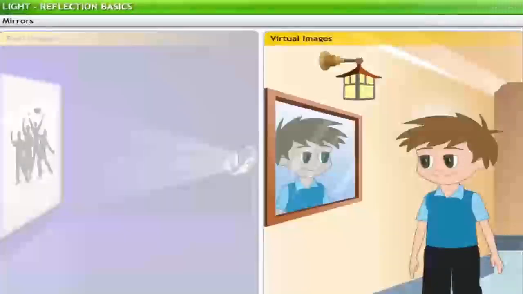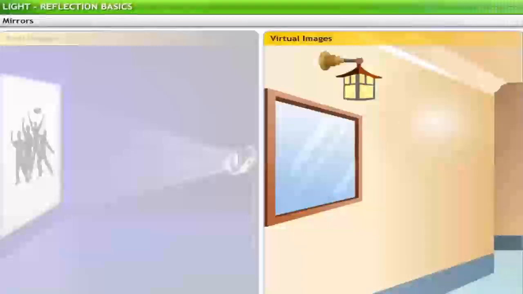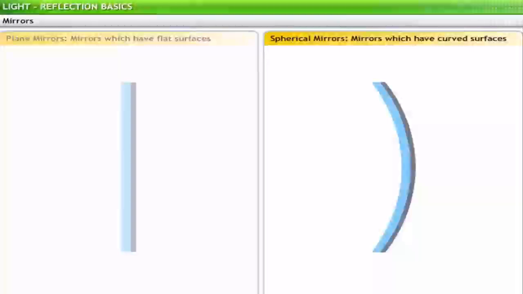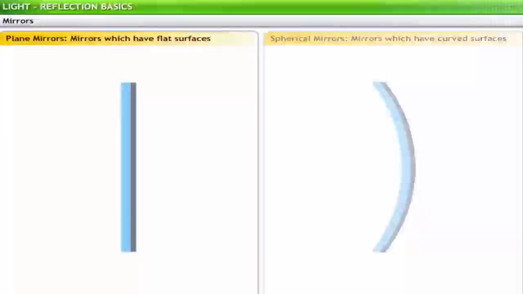There are two types of images. Real images are the images that can be caught on screen. For example, the images projected on a screen or images taken using a camera are real images. Virtual images are the images that cannot be caught on a screen. Images formed in a plane mirror are virtual, as they disappear when the object is removed. Mirrors can be broadly classified into plane mirrors, which have flat surfaces, and spherical mirrors, which have curved surfaces. In this lesson, we will look at reflection in plane mirrors.